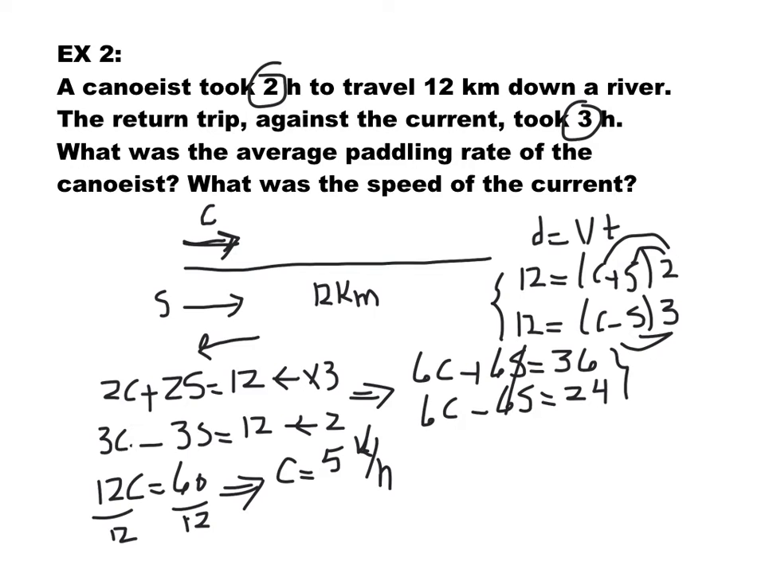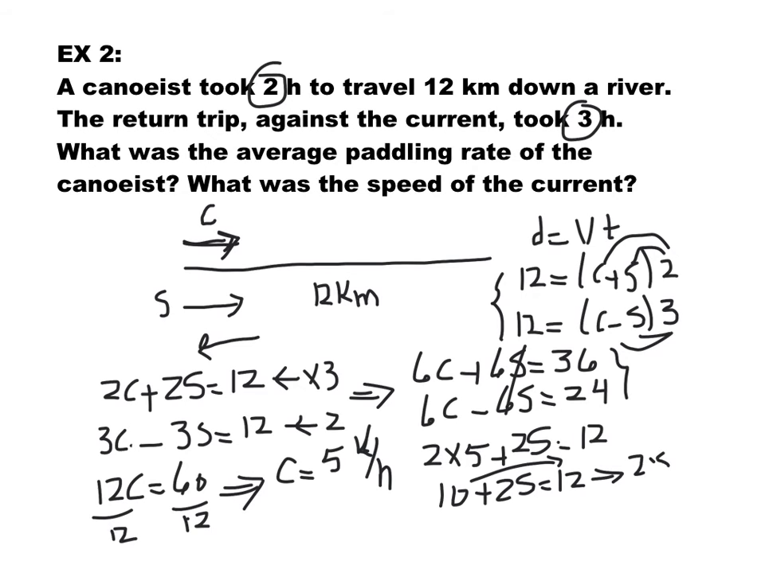Now to find the speed of the current, I'm going to pick one of the equations, let's say the first one, and I'm going to find s. So I'm going to say 2c, 2 times 5, plus 2s is equal to 12. 2 times 5 is 10, plus 2s is equal to 12. If I move this one to the right, I get 2s is equal to 12 minus 10, which is 2. So s is equal to 1 kilometer per hour.